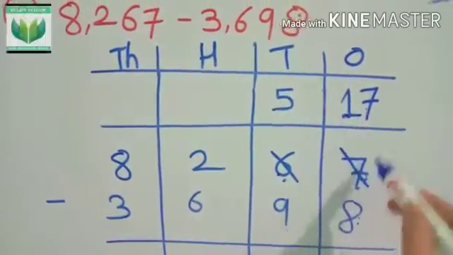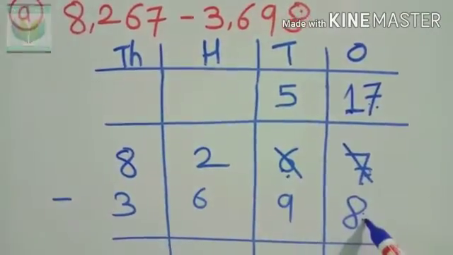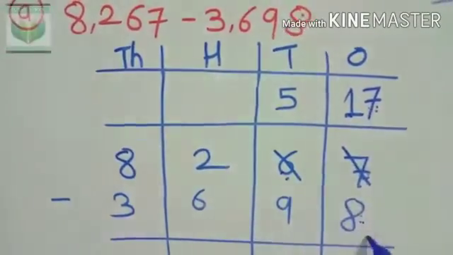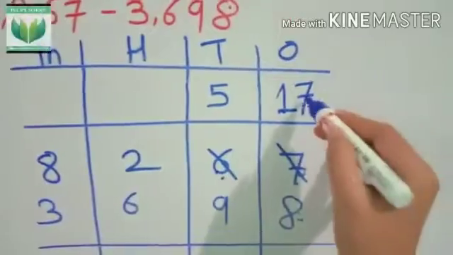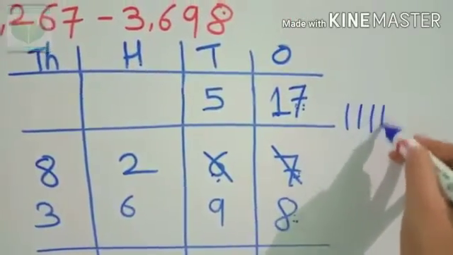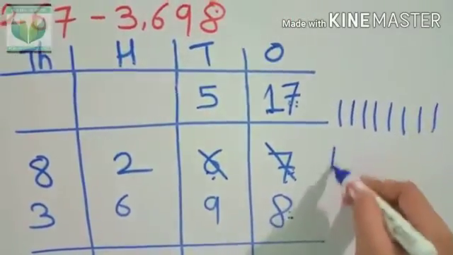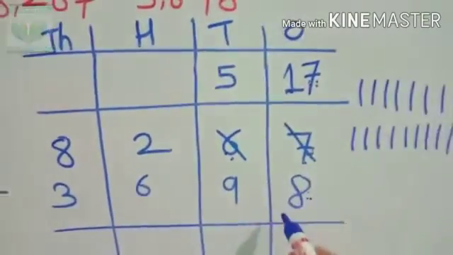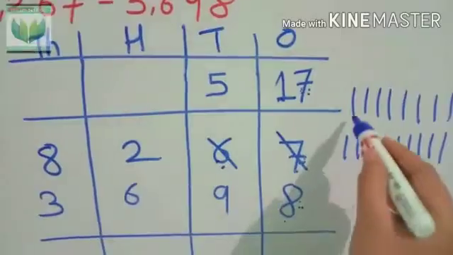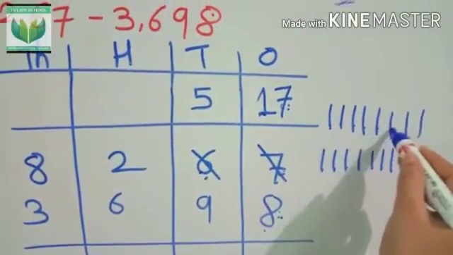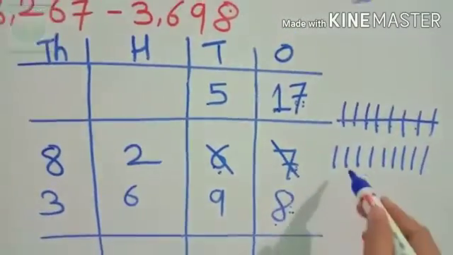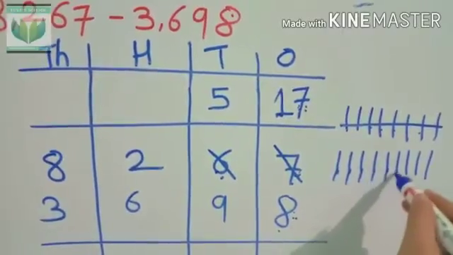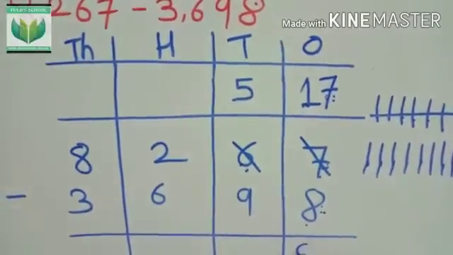Okay. Now we have 17. Now 17 minus 8 goes easily because it is a big number and a small number. Now let's solve 17: 1, 2, 3, 4, 5, 6, 7, 8, 9, 10, 11, 12, 13, 14, 15, 16, 17. How many do we have to cut? 8. 1, 2, 3, 4, 5, 6, 7, 8. Remaining: 1, 2, 3, 4, 5, 6, 7, 8, 9. The answer is 9.